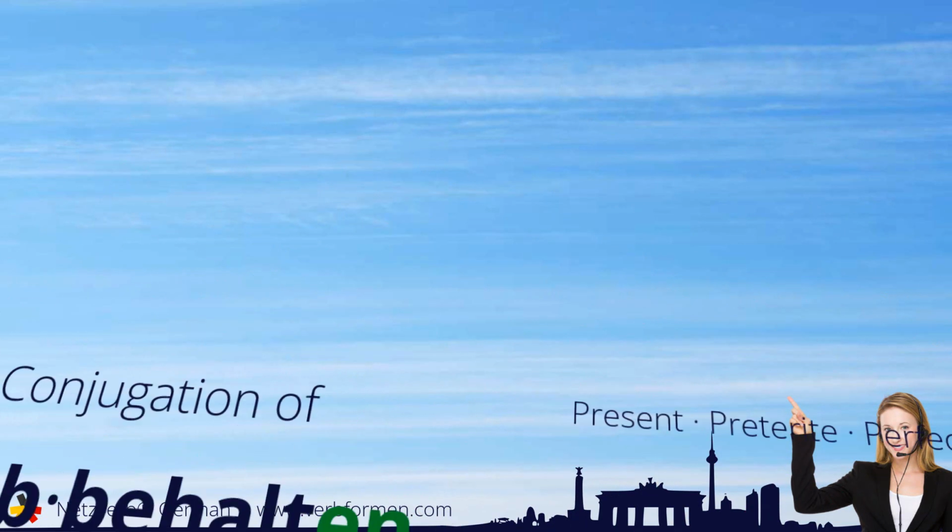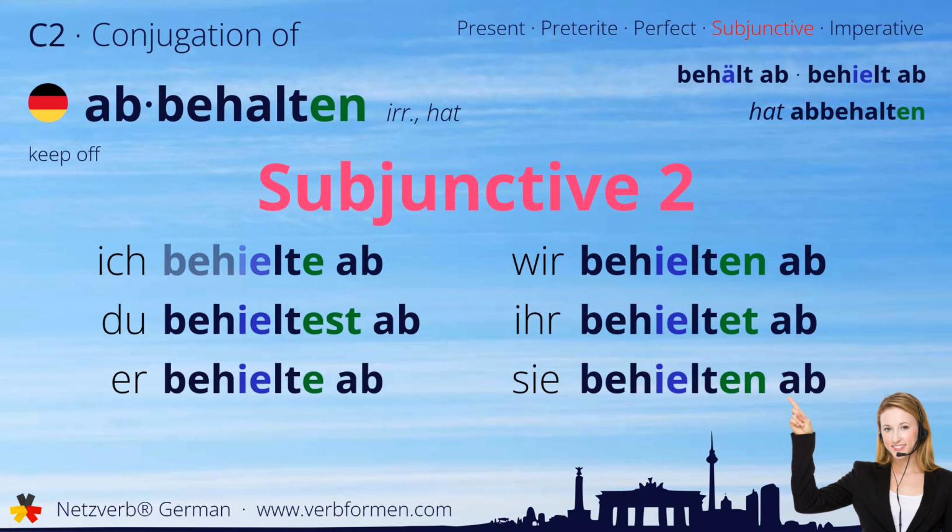Now we move on to the subjunctive two. Ich behielte ab. Du behieltest ab. Er behielte ab. Wir behielten ab. Ihr behieltet ab. Sie behielten ab.